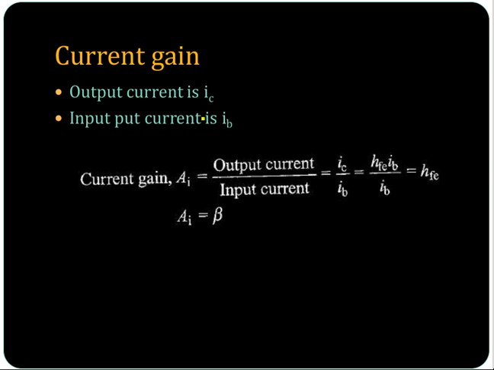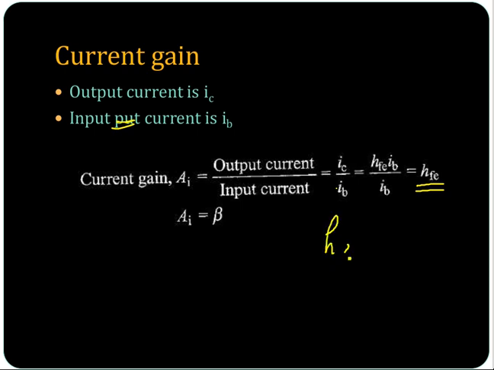Current gain. So what is current gain? It is the ratio of output current to input current. You know that the output current is IC and the input current is IB. So current gain is IC by IB. What is IC from the equivalent circuit? It is HFE IB by IB, which is nothing but HFE.